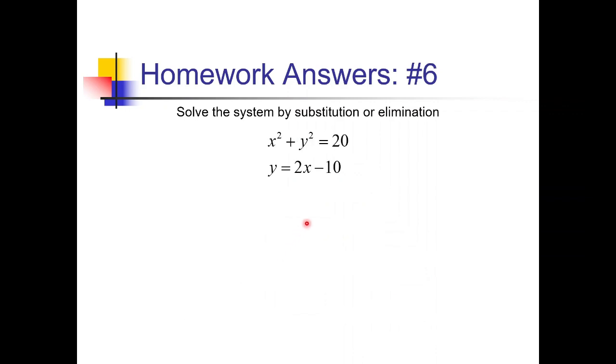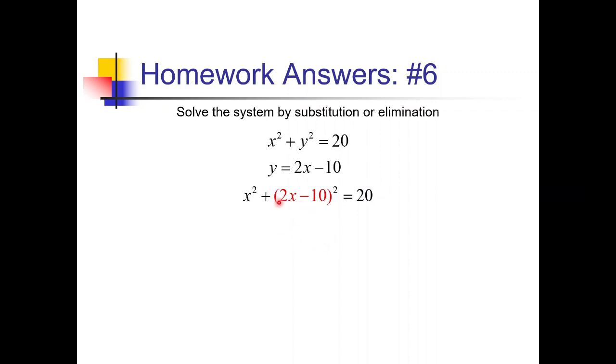For this problem, we're trying to solve this algebraically. Since I have one of the variables all by itself, this y right here, I'm thinking substitution is a good approach on this one. So I'm just going to take this stuff that y equals 2x minus 10 and replace the y in the first equation with all of that. So we've got (2x minus 10) quantity squared instead of y squared now.